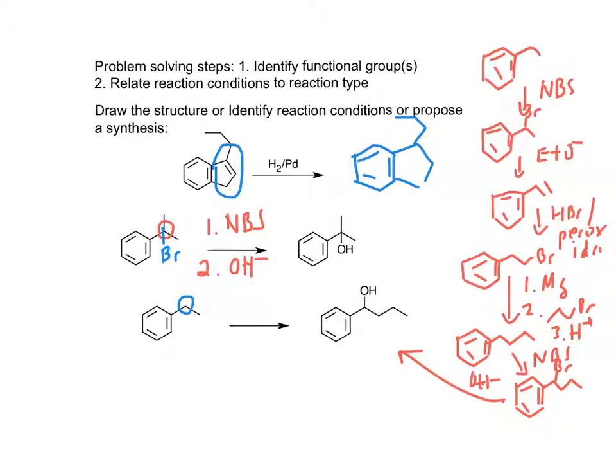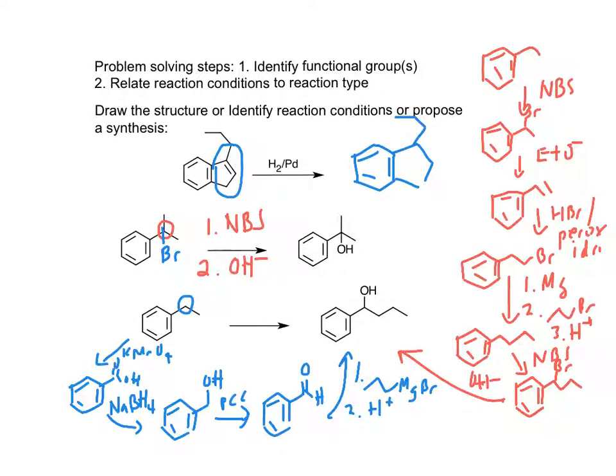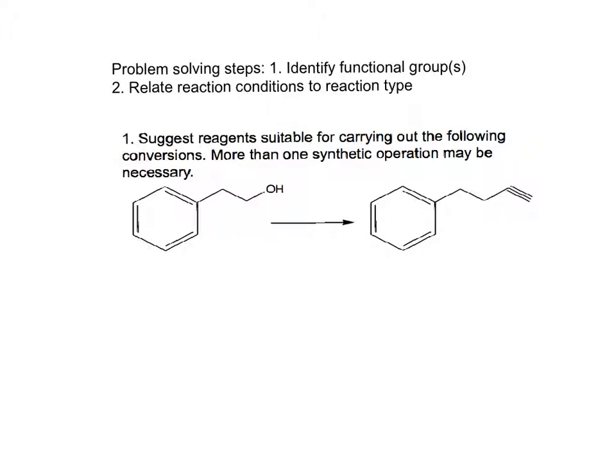That method is sort of long, so here's another way. The second method is just a little bit shorter. So here's another practice problem. Describe a synthesis to convert the reactant to the product.